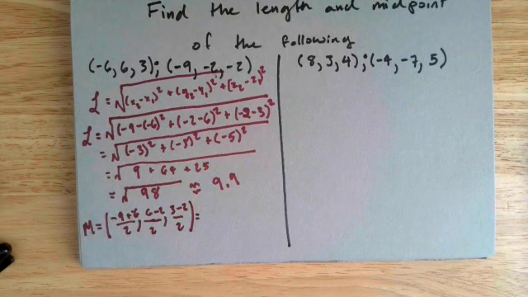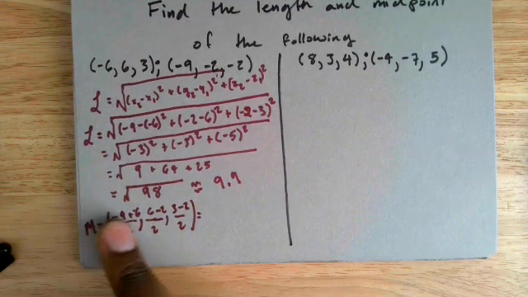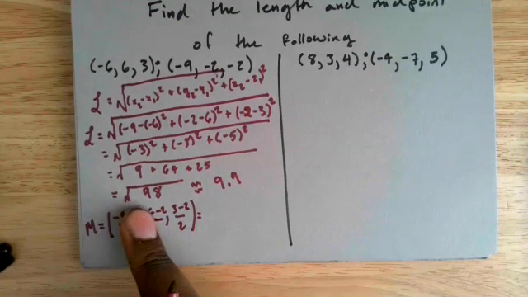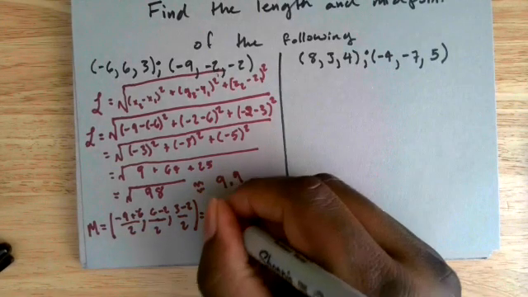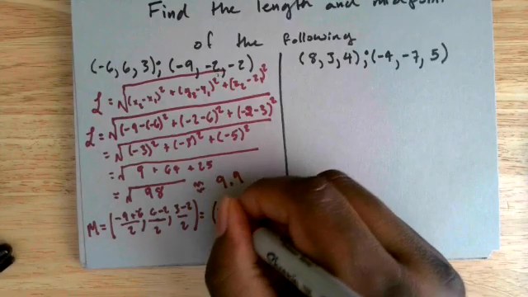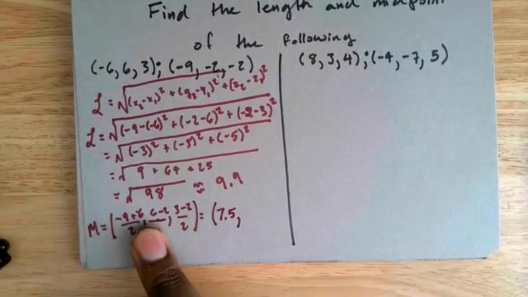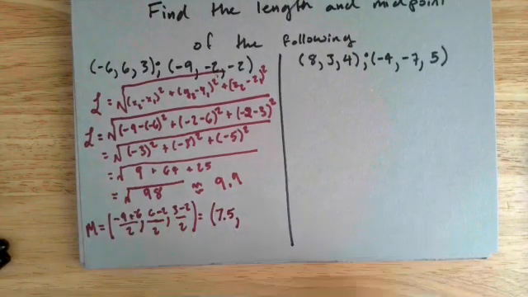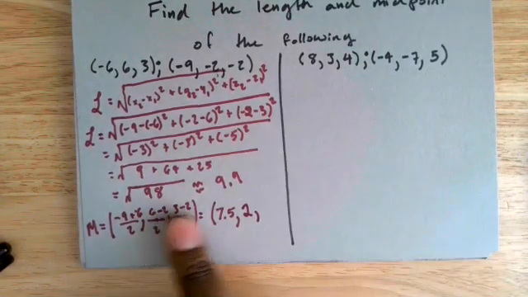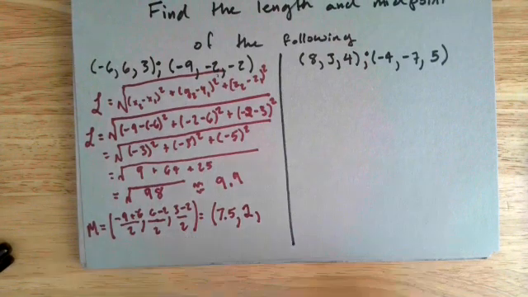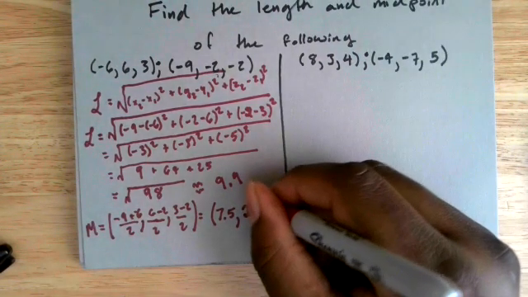Which is going to be, let's say, -9 minus 6. That's going to be -15 divided by 2, -7.5. 6 minus 2, that's 4. 4 divided by 2 is 2. 3 minus 2 is 1. 1 over 2 is 0.5.